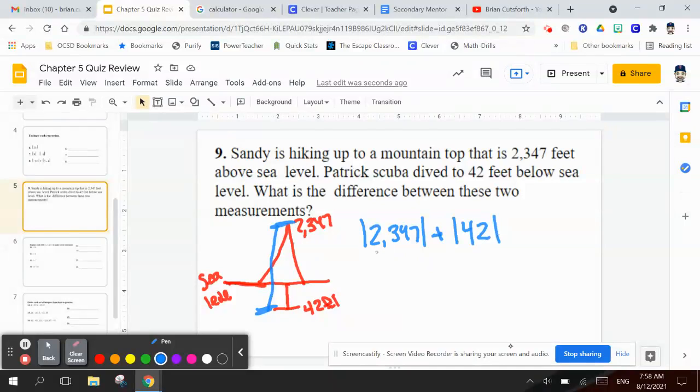So the absolute value of 2,347 is 2,347 plus the absolute value of 42, which is 42. So when I add those two numbers together, 2 plus 7 is 9, 4 plus 4 is 8, 3 plus 0 is 3, 2 plus 0 is 2. That is 2,389 feet. Even though it says difference, add those two together.